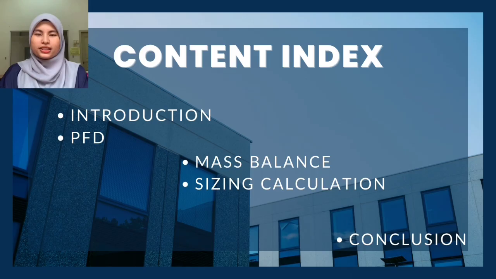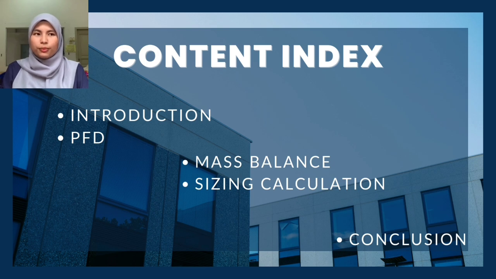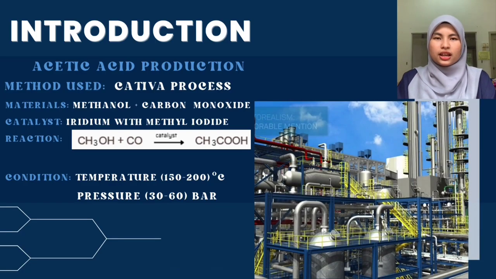The content that we will present today includes introduction, process flow diagram, mass balance, sizing calculation, and conclusion. Introduction. The method that we use to produce acetic acid is a chemical process. The materials that we use are methanol and carbon monoxide. The catalyst that we use is iridium with methyl iodide.